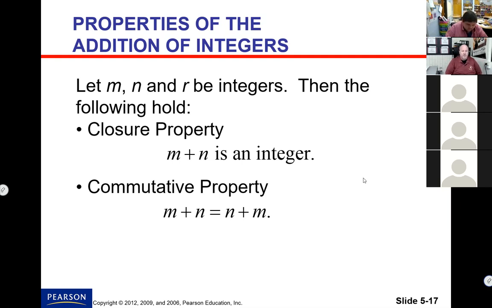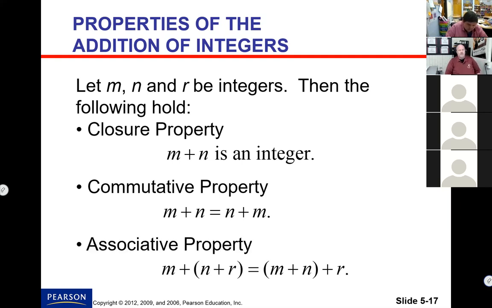Then we have the associative property. If you have m and then n and r in brackets, it's the same as putting the brackets in a different spot. That was the associative property. And again, this applies for positives and negatives. It makes no difference. Okay. So those three properties you've seen before, they're not going away.